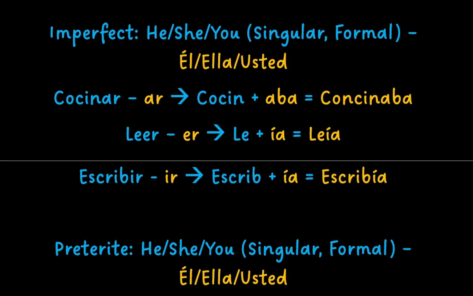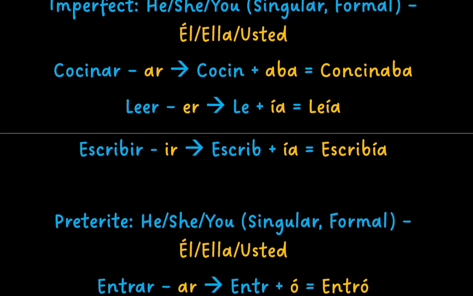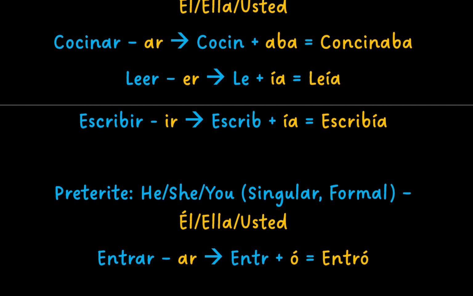For the third set of sentences, the imperfect tense will be in the he, she, and you form when talking to one person formally. So cocinar will become cocinaba, leer will become leía, and escribir will become escribía. And the preterite tense will be in the same form. So entrar will become entró.